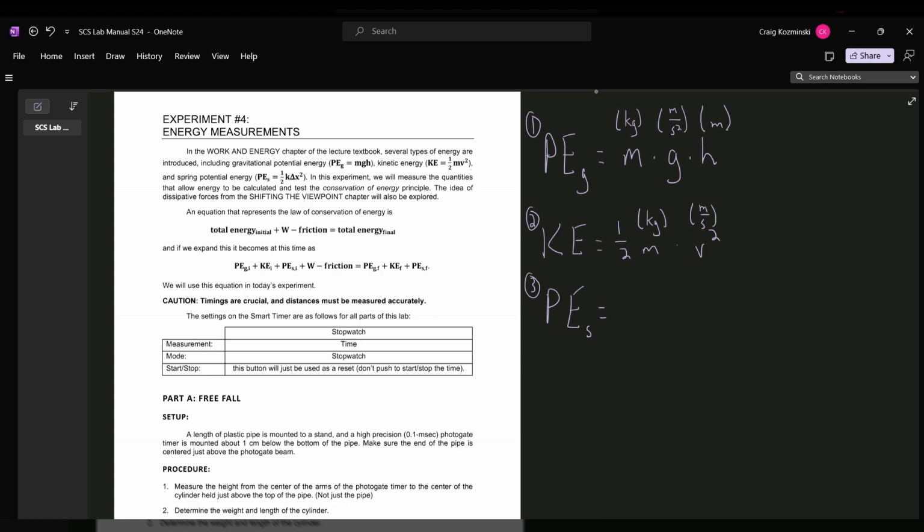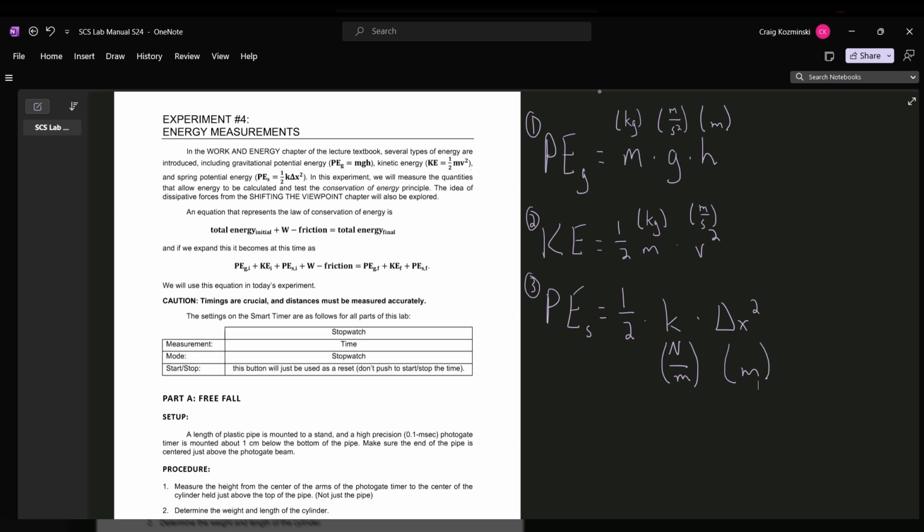Finally, when determining the spring potential energy, we will use the equation 1/2 times k, which is our spring constant, times delta x squared, where delta x is the distance that our spring is moving. The unit for our spring constant is newtons per meter. The distance that the spring travels has units of meters, but remember, we're going to square this, so this will be meters squared after you do the calculation.